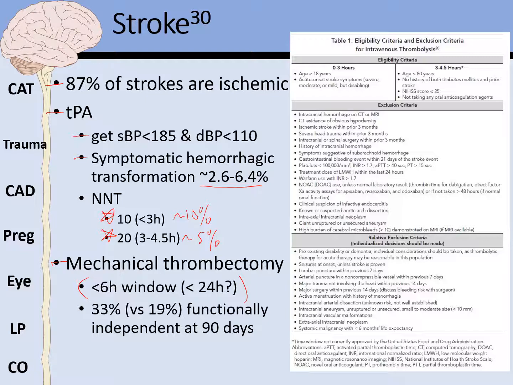transformation. Here is a review of the exclusion criteria for TPA, which is difficult to memorize, so usually a worksheet is filled out with the patient, but important to review before a test as it is common exam questions.